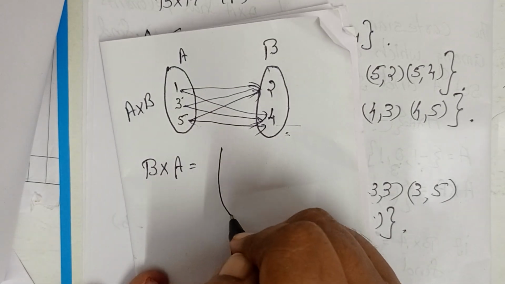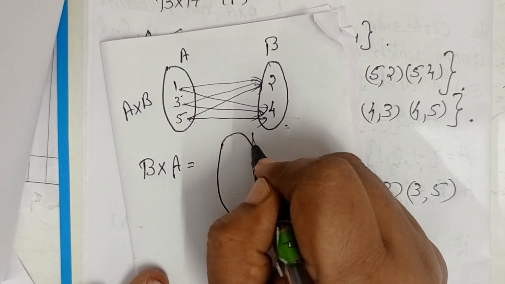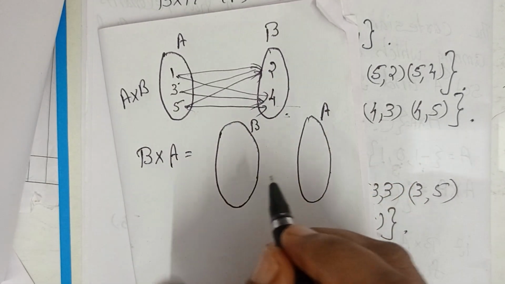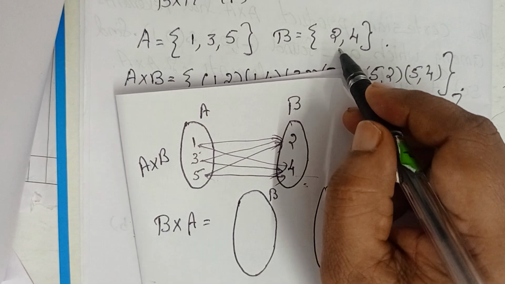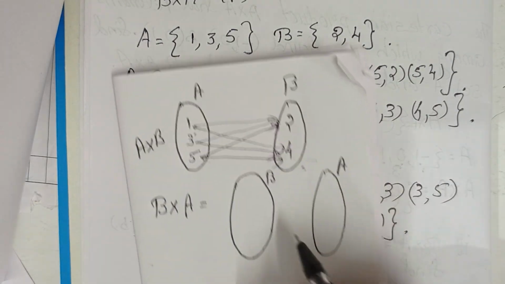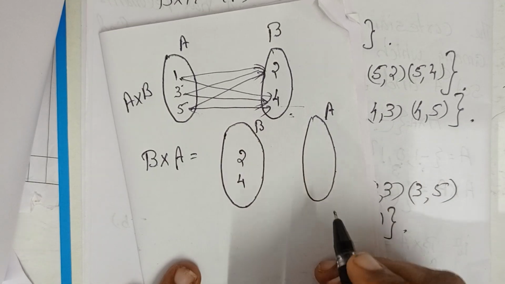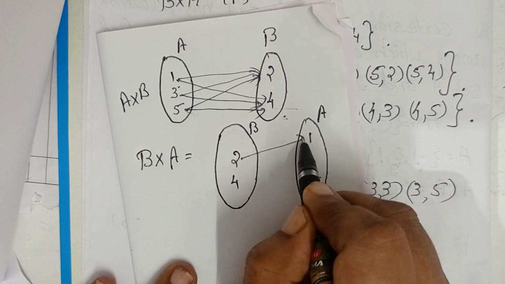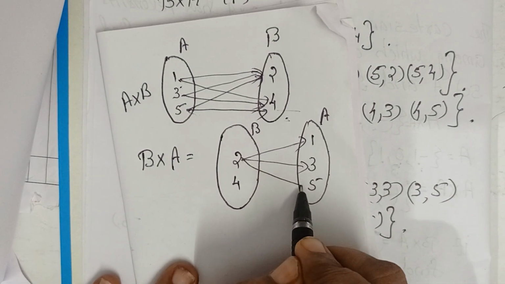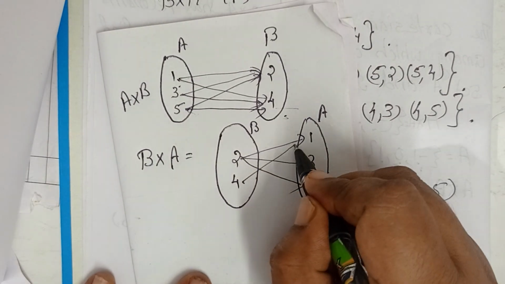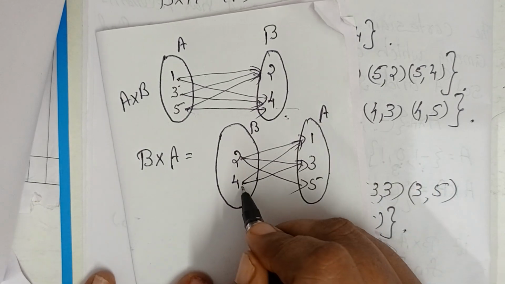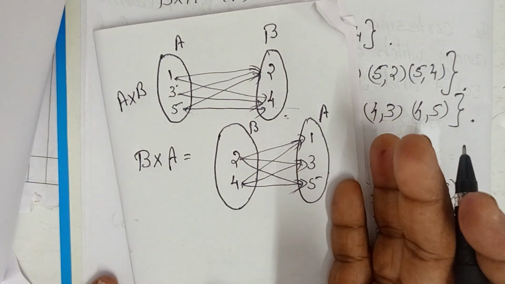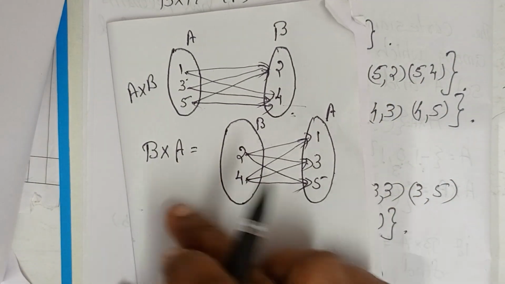ആരം നമുക്ക് ആദ്യം വരയ്ക്കാം. അതിൽ നല്ലത് B you can write first and A second. What are the elements of B? B യുടെ elements 2, 4 ആയിരുന്നു. What are the elements of A? 1, 3, 5. 2, 1, 2, 3, 2, 5. Then 4, 1, 4, 3, 4, 5. This is A cross B and B cross A. Suppose the question is to draw arrow diagram for A cross A. Here one A, here one A.